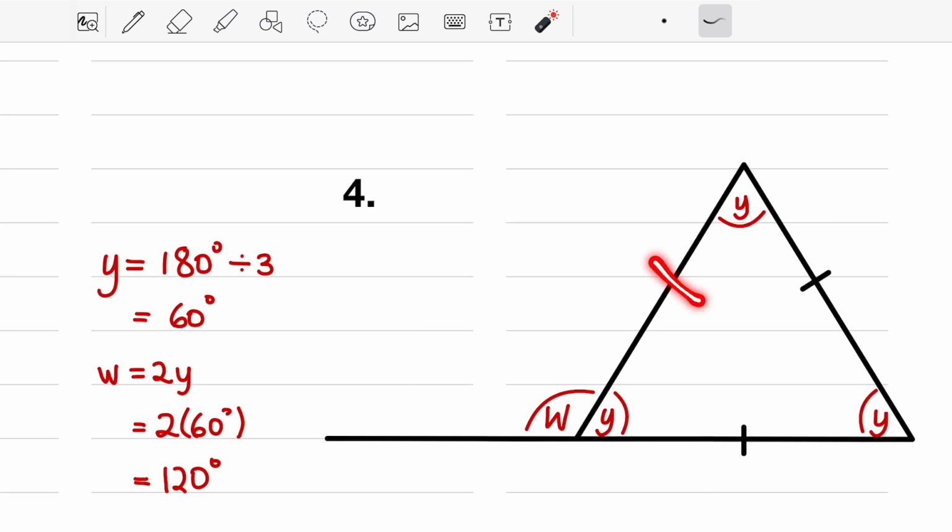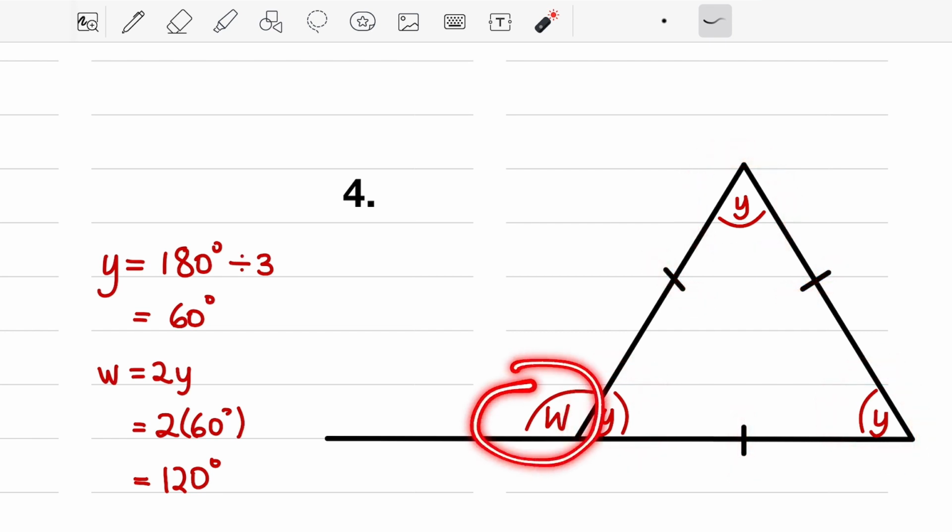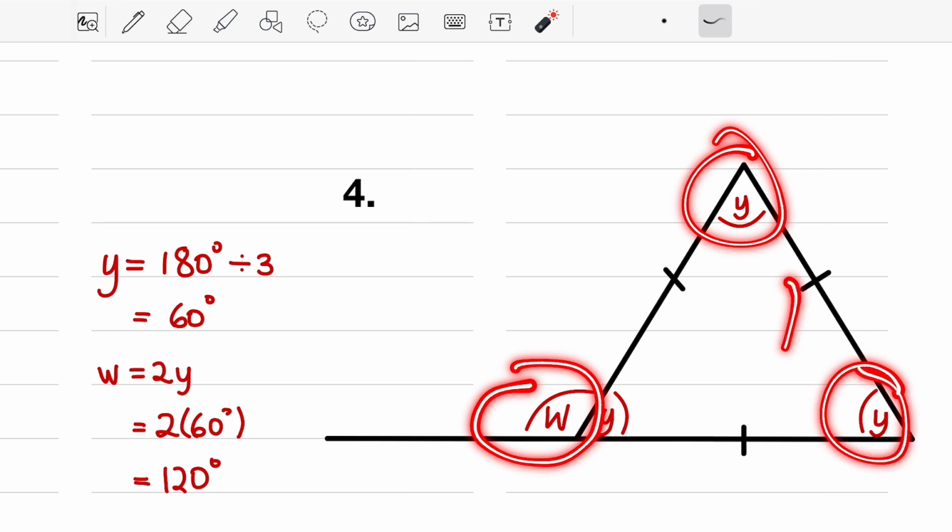Right, so if all of these angles are equal, then they are all equal to 60 degrees. We already know that from equilateral triangles. And then W will be equal to 60 plus 60, which is 120.